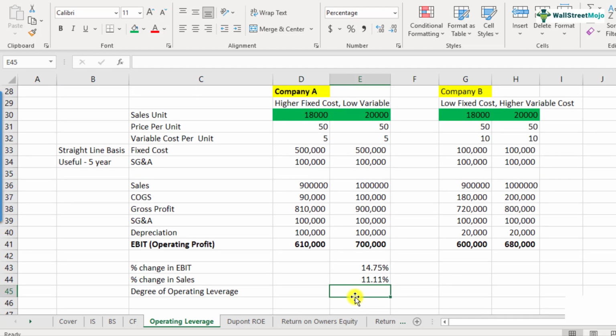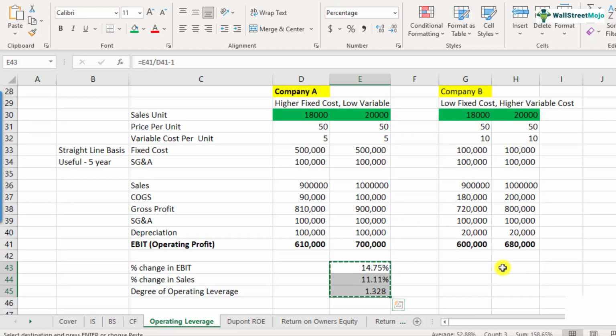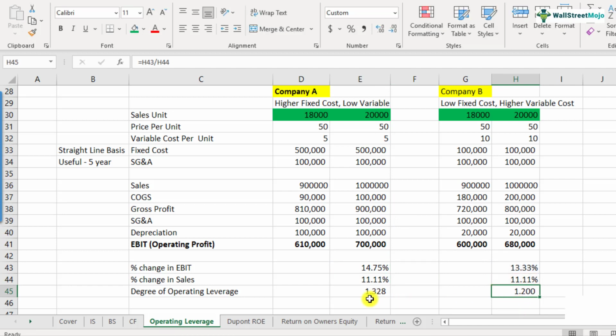So let me calculate it. 14.75% divided by 11.11% comes out to be, if I put it in the ratio format, 1.328. Let me now copy this for company B as well. For company B, it comes out to be 1.20.